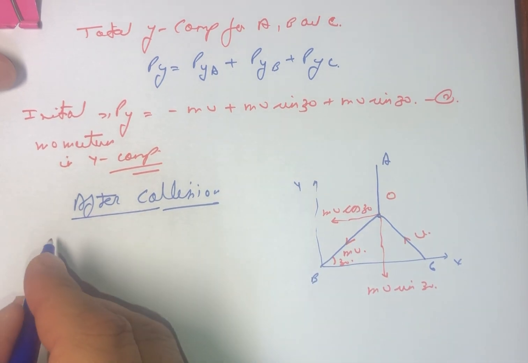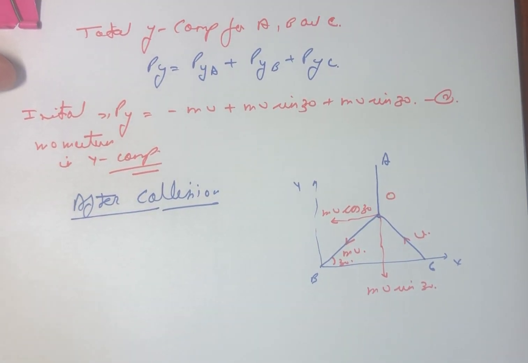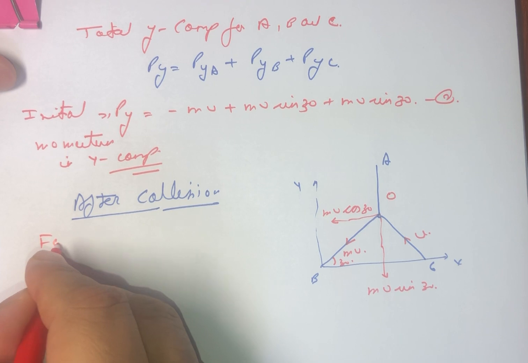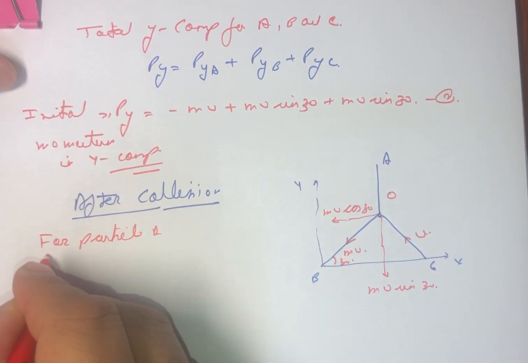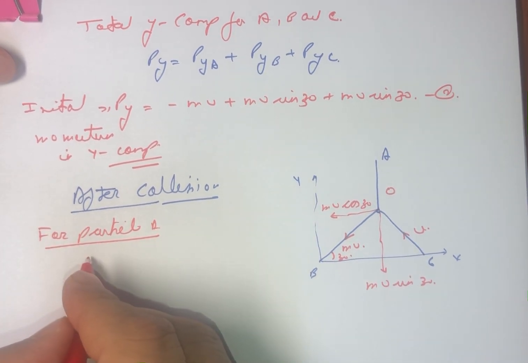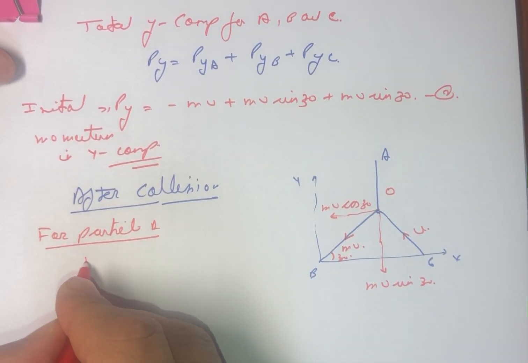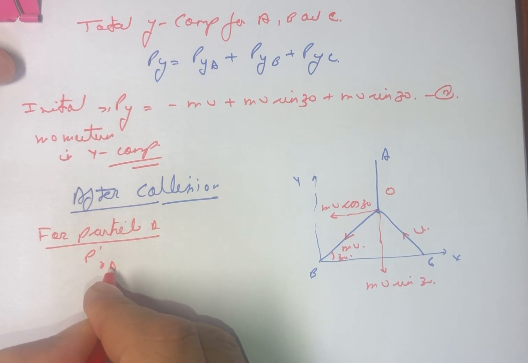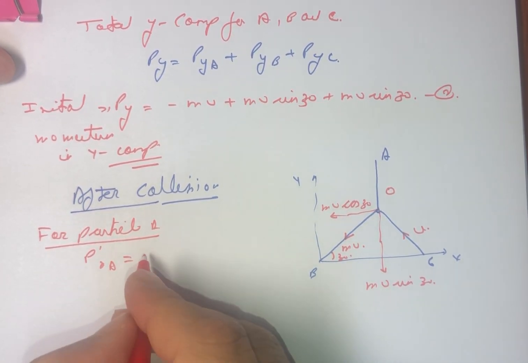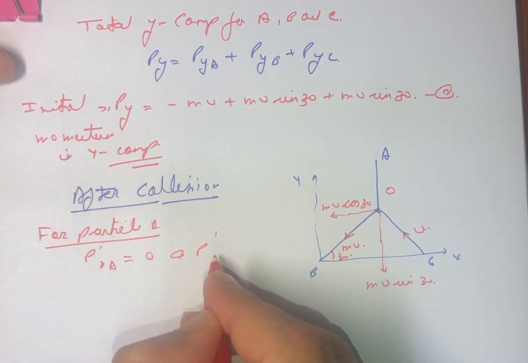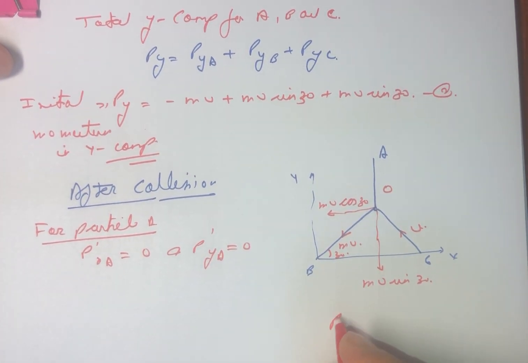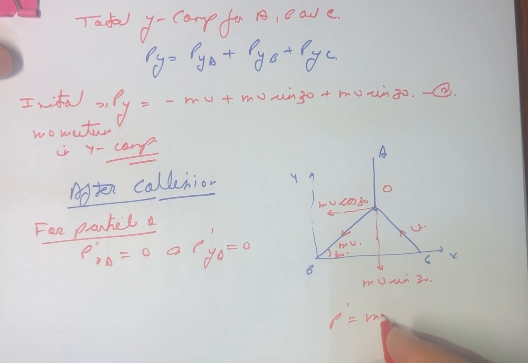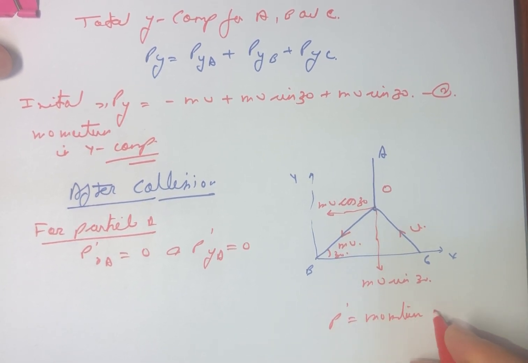So for particle A, we have p prime xa, that is the x component, will be 0, as well as p prime ya is equal to 0, and here p prime is the momentum after collision.